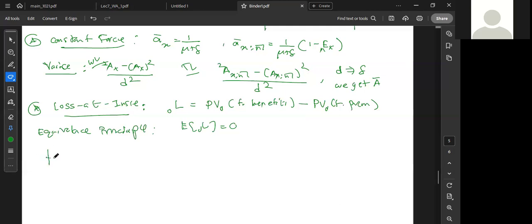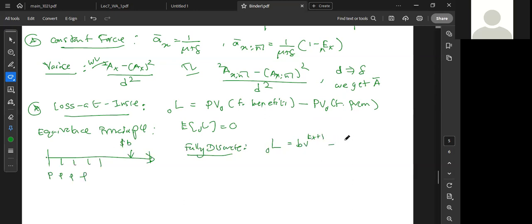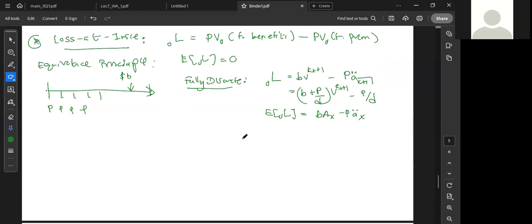Suppose I have an insurance. The benefit is $B and I am paying a premium of P double dot. If it is fully discrete, then the benefit present value is this, subtracted from the premium present value. I can rearrange it like this. And the expectation says this.